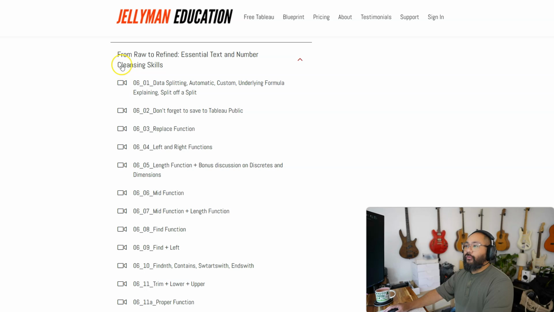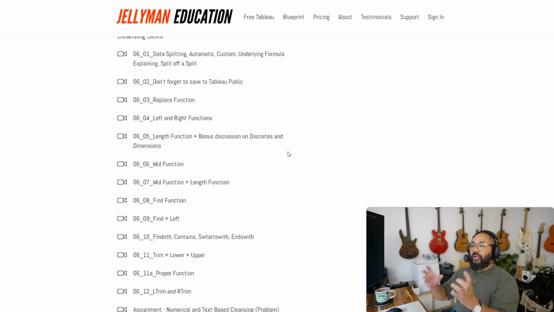And then we're going to go from raw to refine. Now, what this means is there's a lot of functions and formulas in Tableau that you can use not just by themselves, which you'll learn, but in combination to clean data in a whole bunch of different ways, right? In our industry, there's a lot of tools.